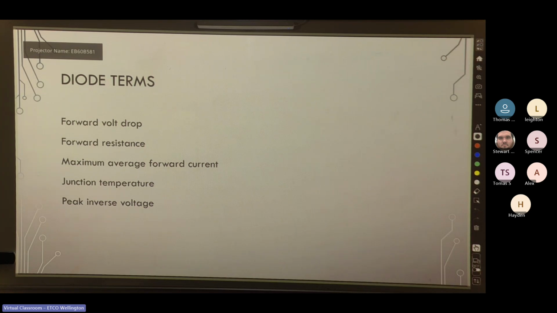And then you've got your peak inverse voltage. It's the maximum reverse voltage that it can withstand without damage. Good practice is to pick a diode with double the required peak inverse voltage for the application. So if it's a 24 volt supply, maybe go with one that has at least 48 volts of inverse voltage.